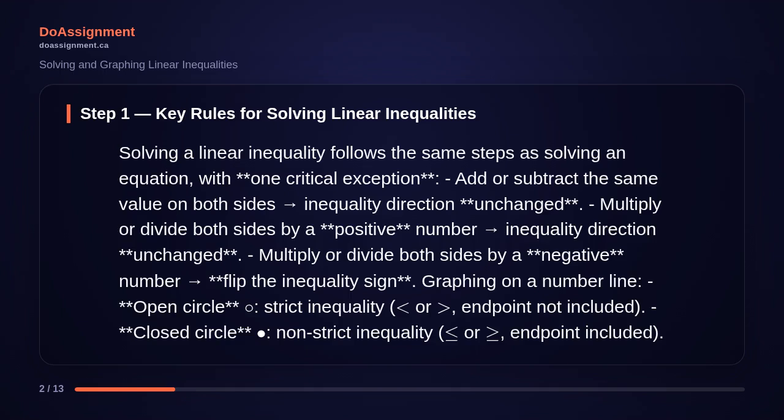Before we dive in, here are the key rules. Solving a linear inequality works just like solving an equation, except for one important exception. If you ever multiply or divide both sides by a negative number, you must flip the inequality sign. Also remember, a strict inequality like greater than uses an open circle on the number line, while greater than or equal to uses a closed filled-in circle.